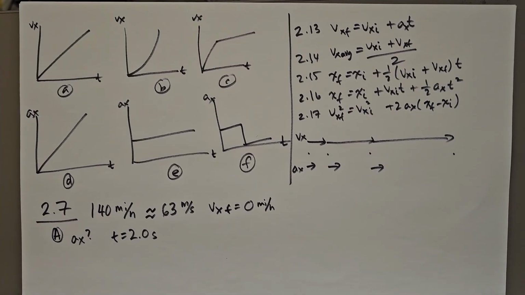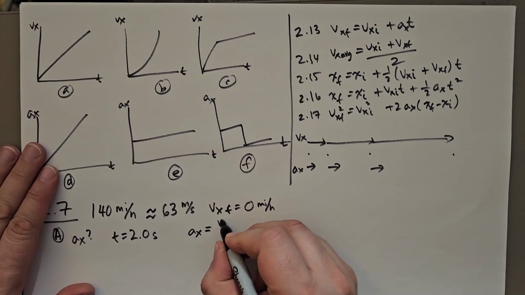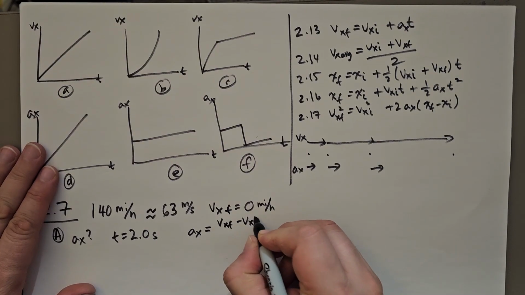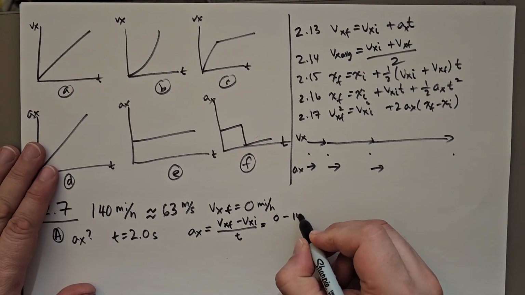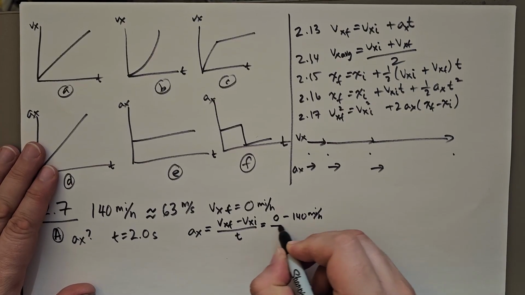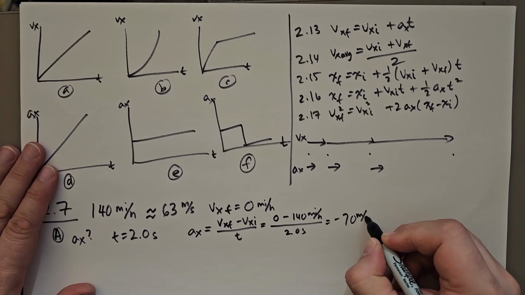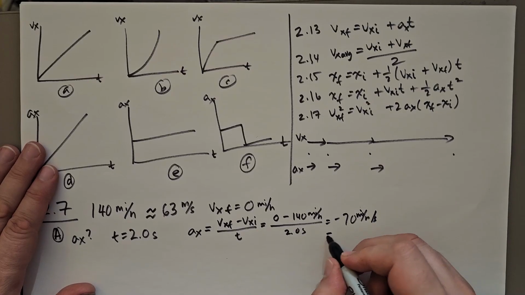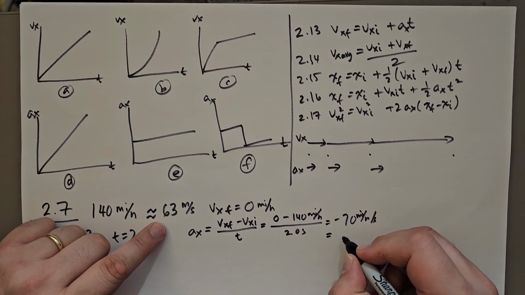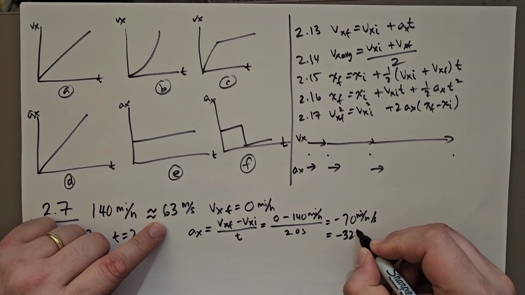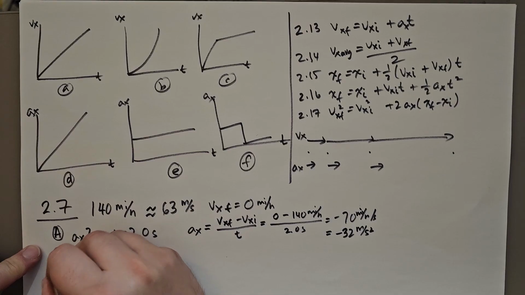Okay. So we're going to say the acceleration is equal to Vxf minus Vxi. I'm just rewriting that equation, divided by t. So the final is 0 minus 140 miles per hour and dividing it by 2.0 seconds. So it's negative 70 miles per hour per second. Or if you want to use this one, 63 divided by 2, that's going to be 31.5. So 32, because we want to round to 32. So minus 32 meters per second squared. Okay. Pretty easy stuff. You just got to find the right equation and use it.